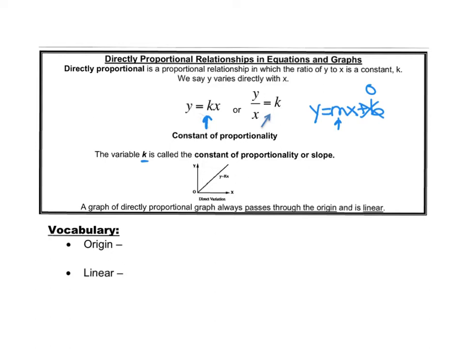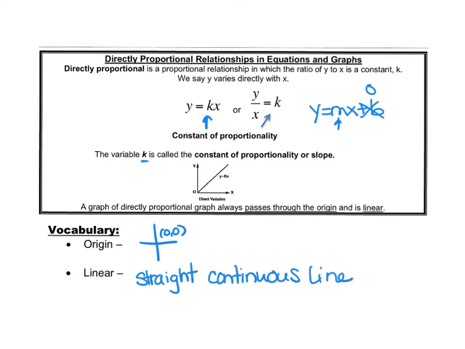All right, so as a graph, a directly proportional graph always passes through the origin and is linear. So the origin is at 0, 0. So it's always going to go through the origin. Linear means that it's going to be in one straight, and we should say continuous line. So we see it here. You could also draw it kind of like this, and then it would go directly through that origin.